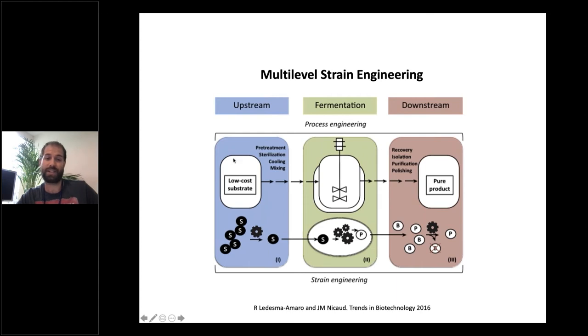And we need to consider that all these parts contribute to the cost of the process. So if we want the overall process to be economically feasible, we need to think about decreasing the cost of each of them. And of course, by increasing titer, yields, and productivities, we can make fermentation more efficient. But we also need to consider which substrate we are using, is it cheap enough, and how we can recover the product in an easy way. So I'm gonna bring some examples about each of these sections.